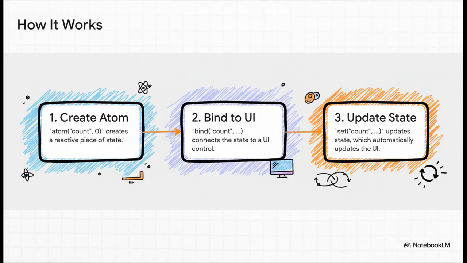So that little three-step process is really the secret sauce. One, create your state. Two, connect it to your UI. And three, whenever you update that state, the UI just updates automatically. It's a really simple, predictable, and incredibly powerful pattern.